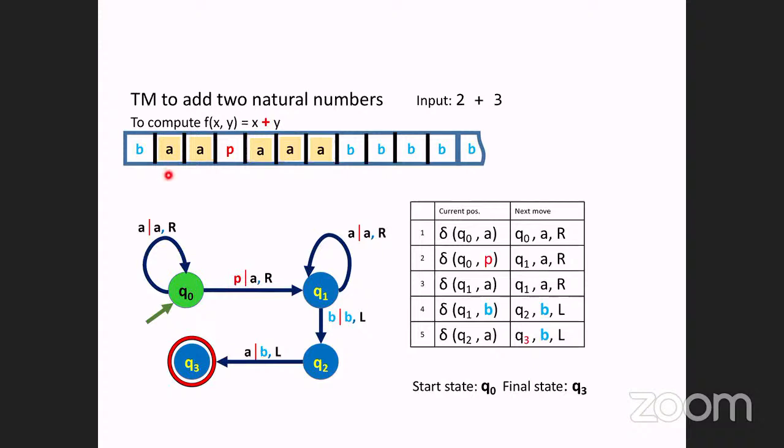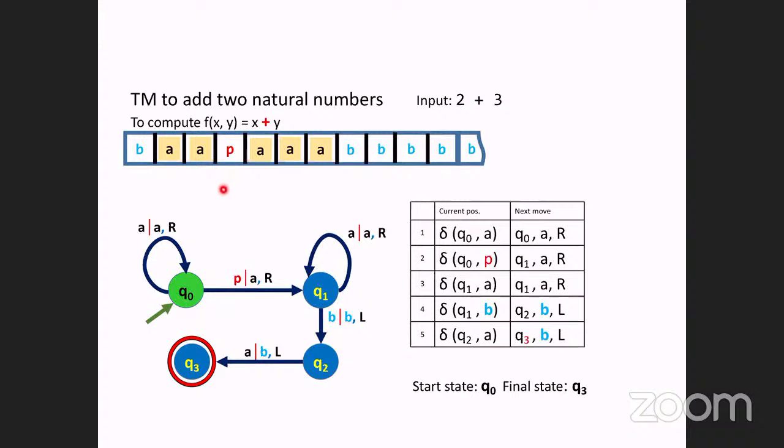I'm going to use the first part of the string, A's, to express the first number, x. Then I'm going to use a special symbol P. Maybe P stands for plus. And then to express y, suppose I have 3, I put 3 A's here. So 2 plus 3 is expressed as 2 A's, P, 3 A's. So this is how I express the input data. And well, the answer is 5.